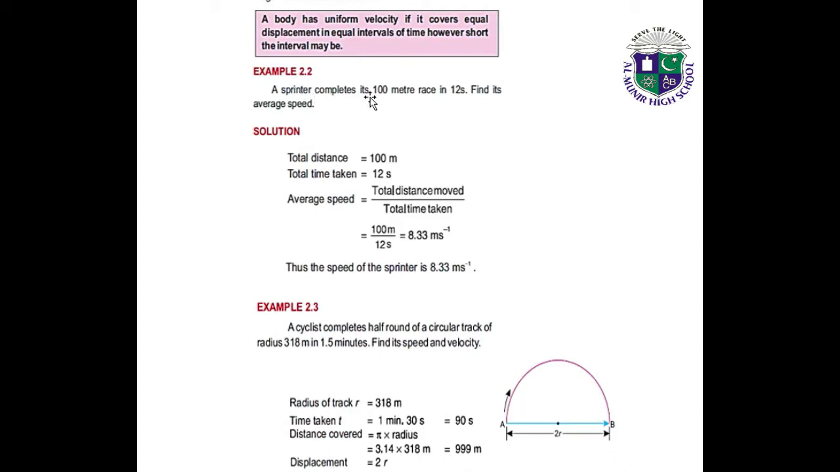A sprinter completes its 100 meters race in 12 seconds. So distance is given, time taken is given. We know the formula of speed, which is total distance moved over total time taken. So by putting the values, we will get the answer. The speed of the sprinter will be 8.3 meters per second.